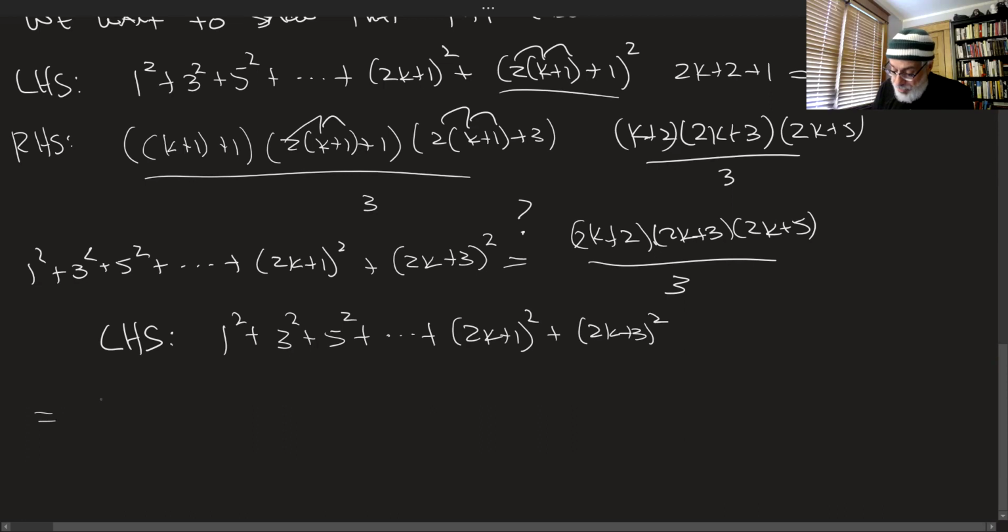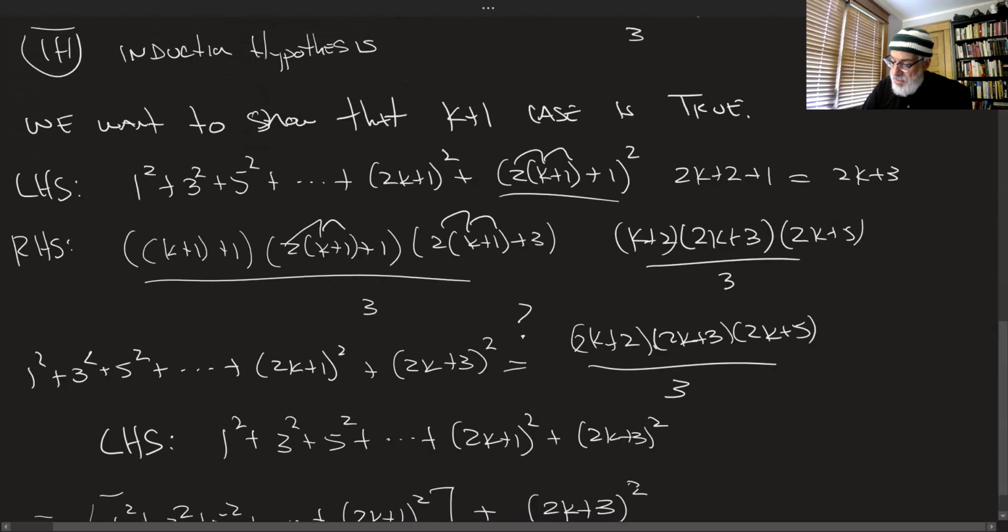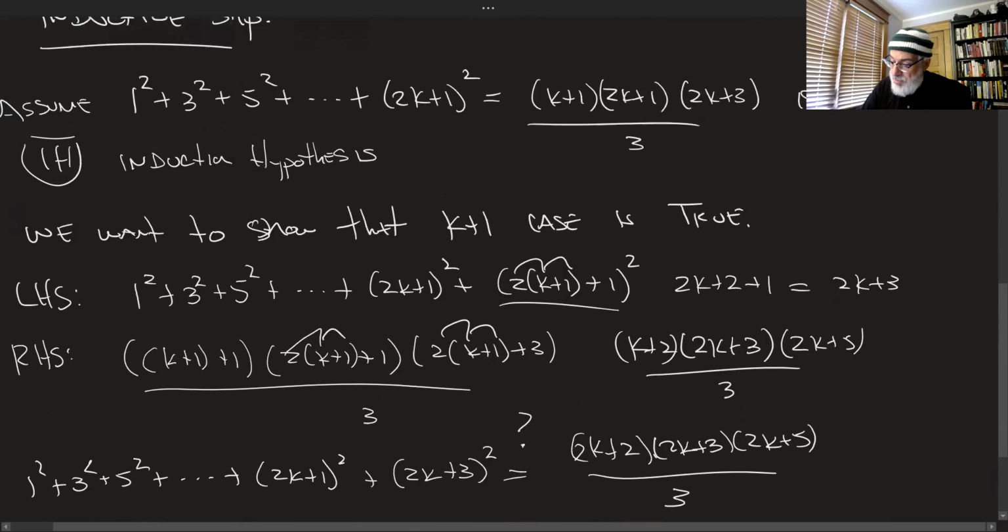Now, I'm going to group it like this. I'm going to group the first k terms, which remember is just the original statement with the k replaced. And I'm going to leave this guy outside. This is the last term, the k plus 1 term. We're going to notice here that this is the induction hypothesis that we set up earlier.